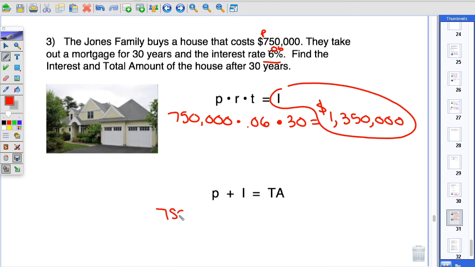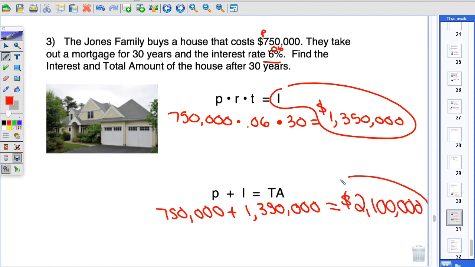So how much did your house cost after 30 years? So we do our principal plus your interest equals $2,100,000. That's how much your house cost after your 30 years, including your interest.